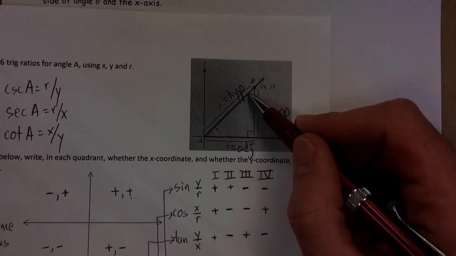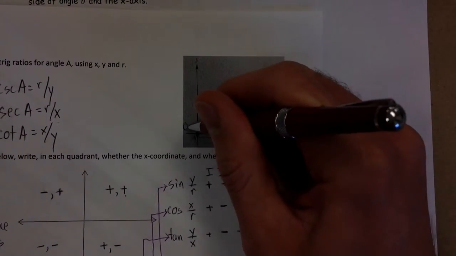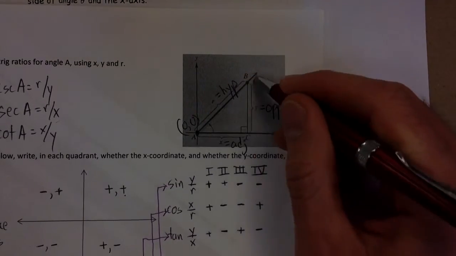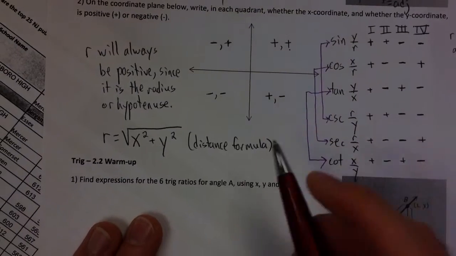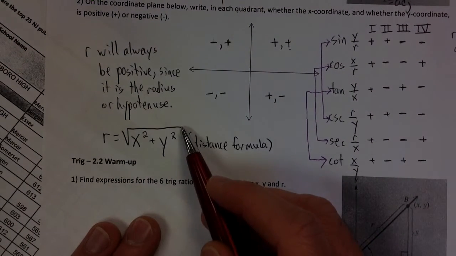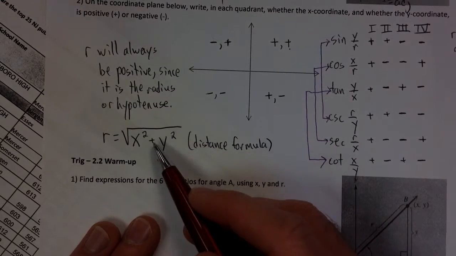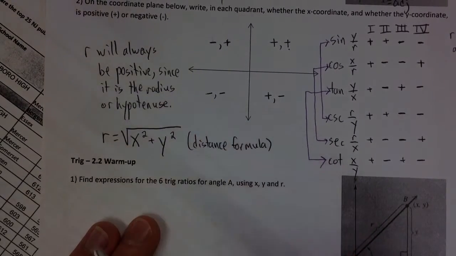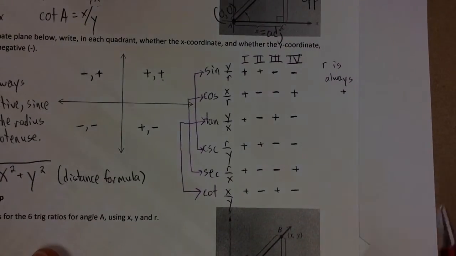If you're trying to find this, you can just use the distance between 0, 0 and x, y. And when you plug that into the distance formula, you get this. And when you take the square root of a number, it's not going to be negative. Okay, so those are the best answers I can give you as to why r is always going to be positive. Good. Any questions on that?